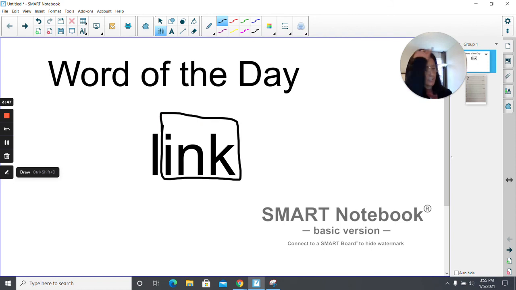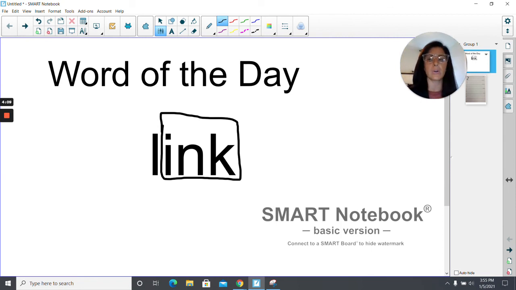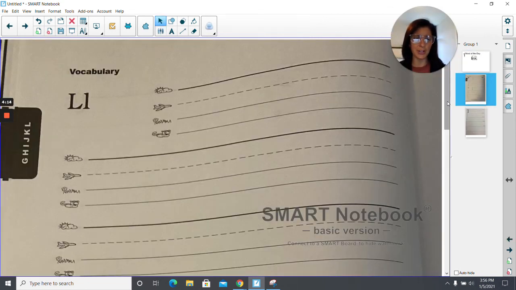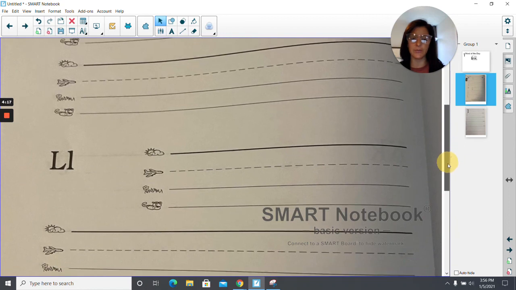And the next thing I need you to do is get out your student notebook, your octopus book, and we are going to put the word link into that page. Let me check and see what page we're on. We are going to be on page 46 and 47, boys and girls. So go ahead to 46 and 47. If you need to pause the video, you can do that. All right, boys and girls, so we should be on pages 46 and 47.